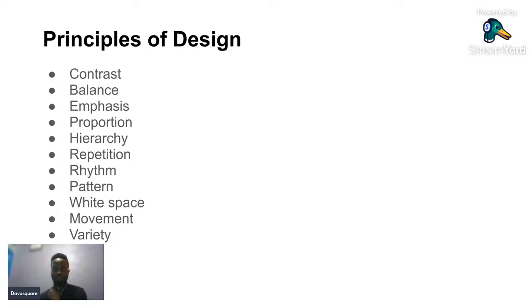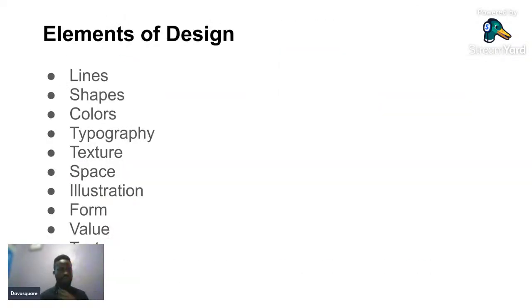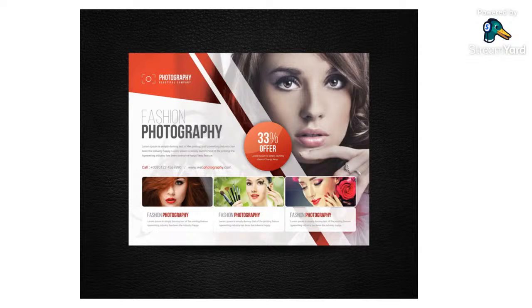Okay, so I'm going to round up the class, right? Let me quickly show us some samples of designs. Now this is a flyer design. Can somebody tell me, I think some people are online. If you're online, just type, based on the elements of design that we have here, the elements for some people that came late: we have line, shape, color, typography, texture, space, illustration, form, value, and text. Can you list some of the elements that you can see in this design?